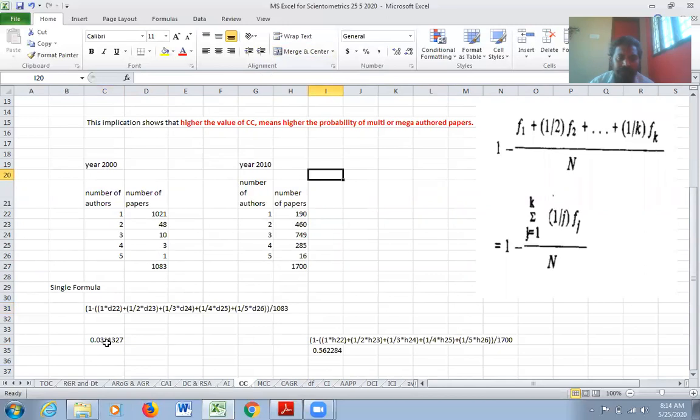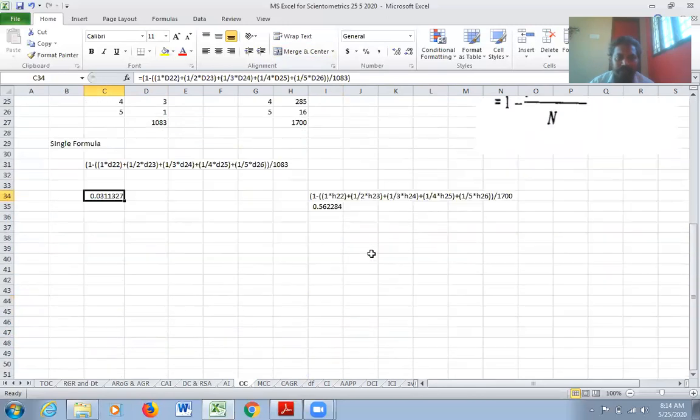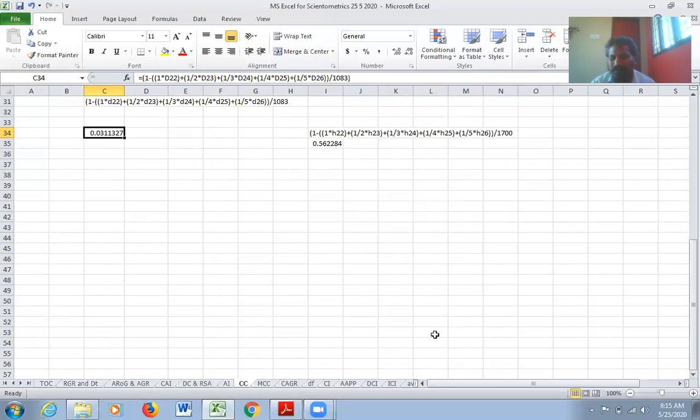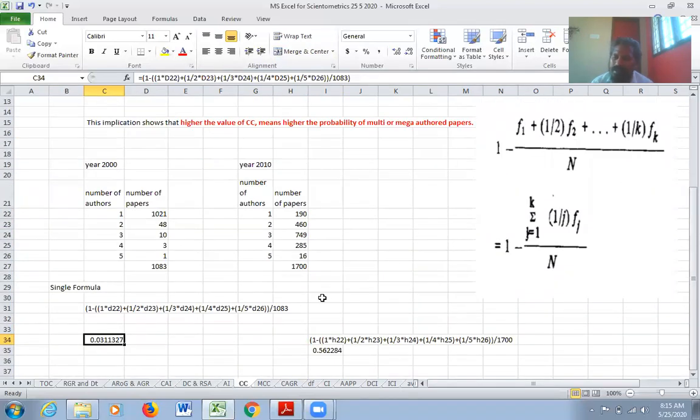You can see what is the collaborative coefficient. It is 0.03. That means the contribution of mega author papers is very meager, because singular papers are more in number and collaborative papers are very few.